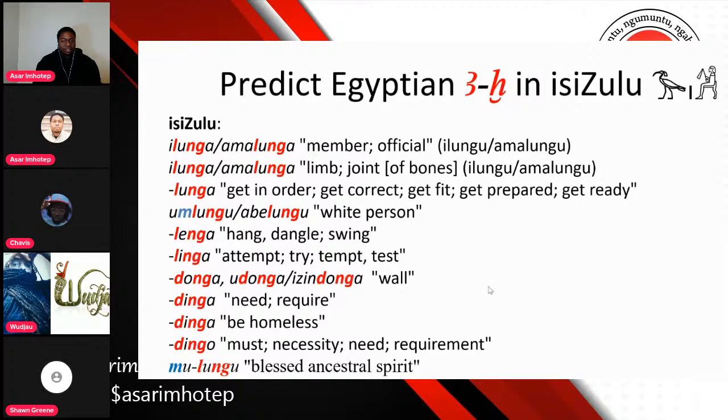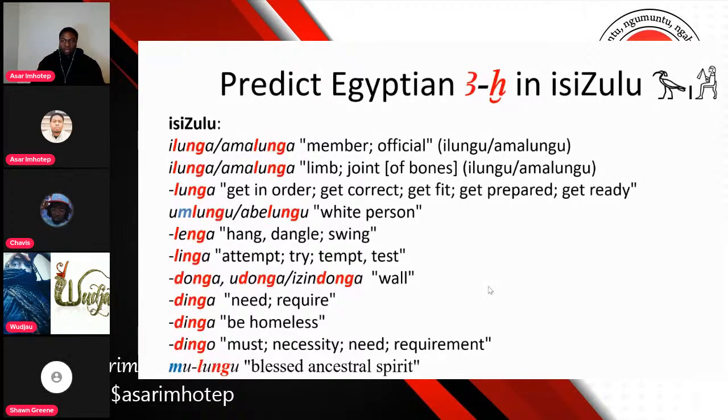No. Remember that L can become D as well, so we have donga, udonga, izindonga: wall. Does it look like a wall is being built? No. Definitely excluded. Not even on the register. Dinga in terms of a need or require. No. Dinga, to be homeless. Does it look like a homeless brother sitting on the chair? No. Okay. Dingo, must or necessity or need or requirement.